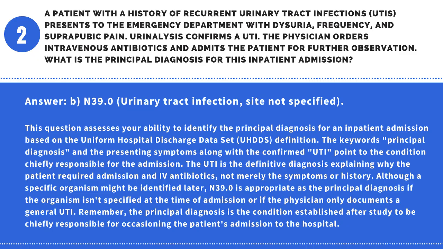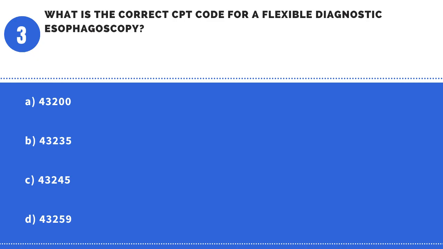Remember, the principal diagnosis is the condition established after study to be chiefly responsible for occasioning the patient's admission to the hospital. Question 3. What is the correct CPT code for a flexible diagnostic esophagoscopy? A. 43200. B. 43235. C. 43245. D. 43259. Answer A.